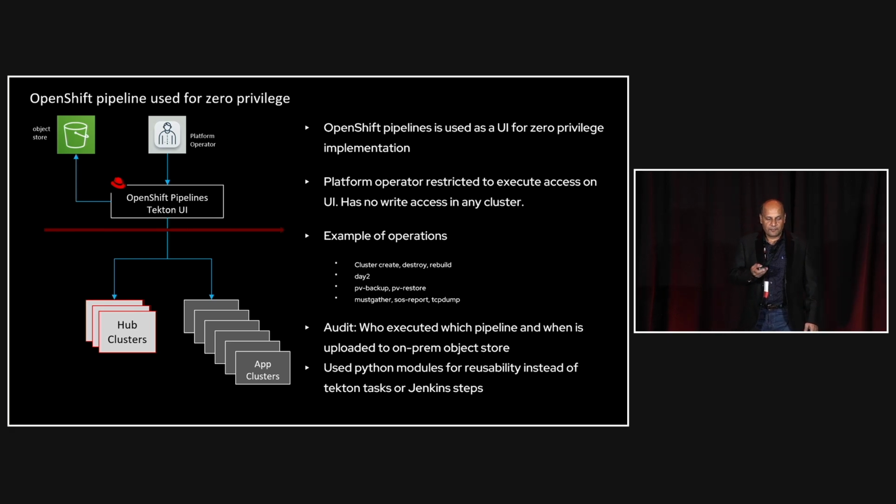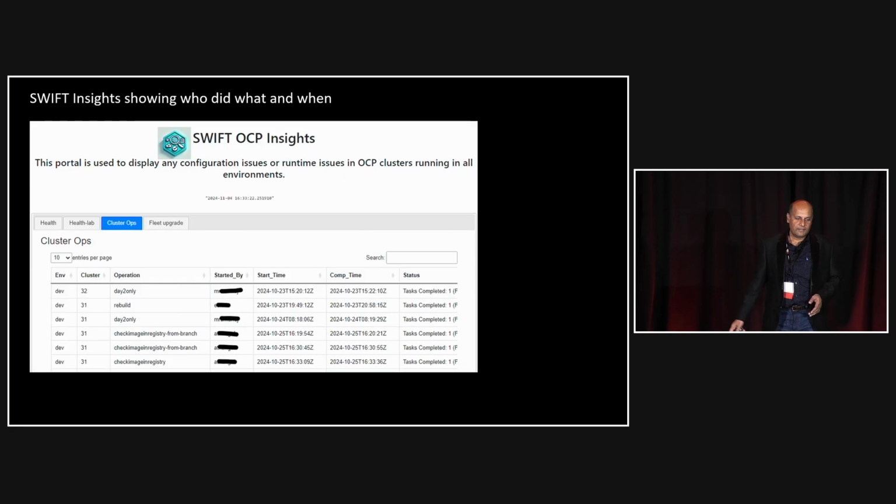And the list of who performed which action on which cluster and when is retrieved by another deployment running in the same namespace, and then it's uploaded to the object store. So we have clear tracking of who executed which operation on which cluster. And for reusability, we don't use Tekton tasks. We just use Python modules for reusability.